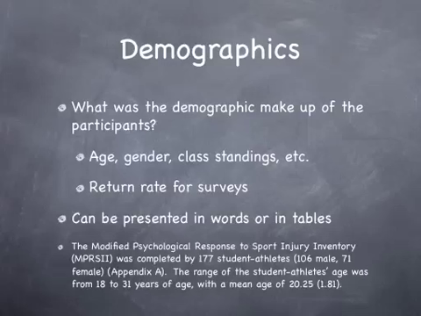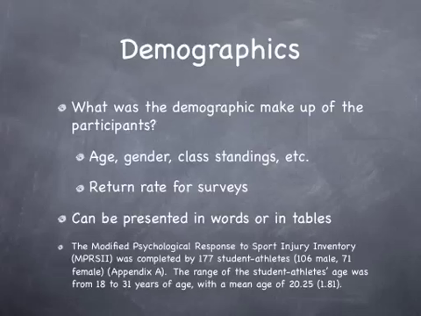I have an example from a research study done by one of our graduate students, and she wrote, the modified psychological response to sport injury inventory, the MPRS2, was completed by 177 student athletes. There was 106 males and 71 females. And then she references Appendix A because she put the table for that data in Appendix A. So that's referring the reader to go over there.